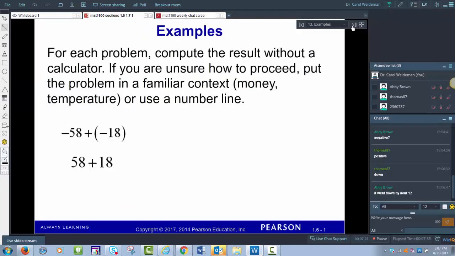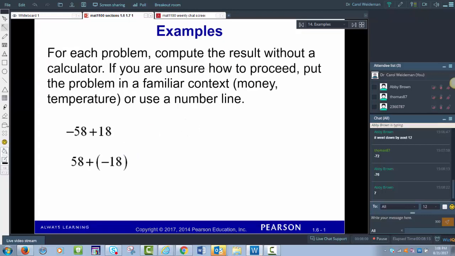All right, so let's try a couple here. They're asking you to do it without a calculator, but let's take a look and see. Or you could do it on a number line also. So here we're adding two numbers with the same sign. So what do we do? We add the sizes, keep the sign. Anybody want to try that one? So what are we going to get when we add negative 58 and negative 18? And we're going to get negative 76. And then how about the same numbers now, but both positive? So we're going to get 76 again, but it's positive. Okay.